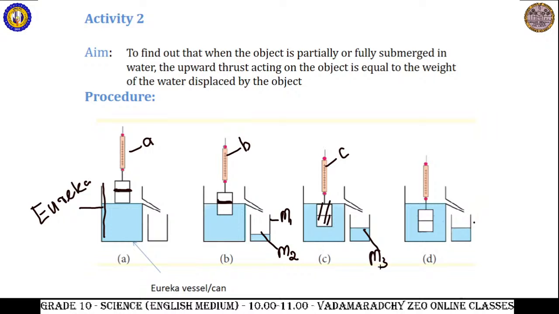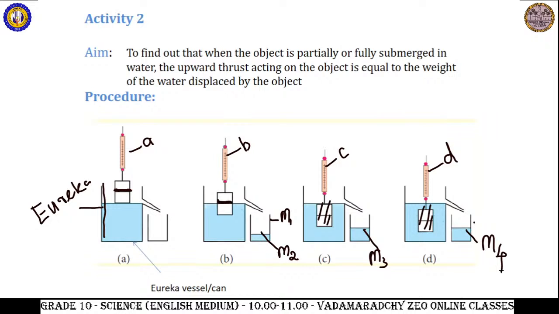Then the fourth one: we fully immerse this metal cube and get the reading. We will assume it as P, and the weight of this water plus beaker as N4. Okay, is that clear? What are the activities we do to confirm the weight or magnitude of the thrust? We are going to do this activity.